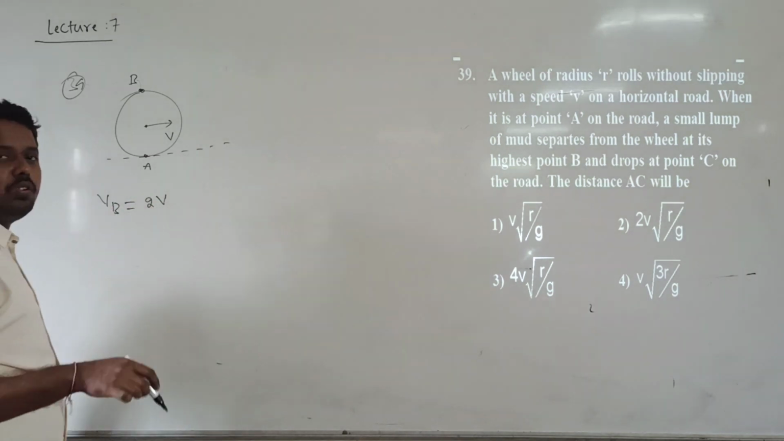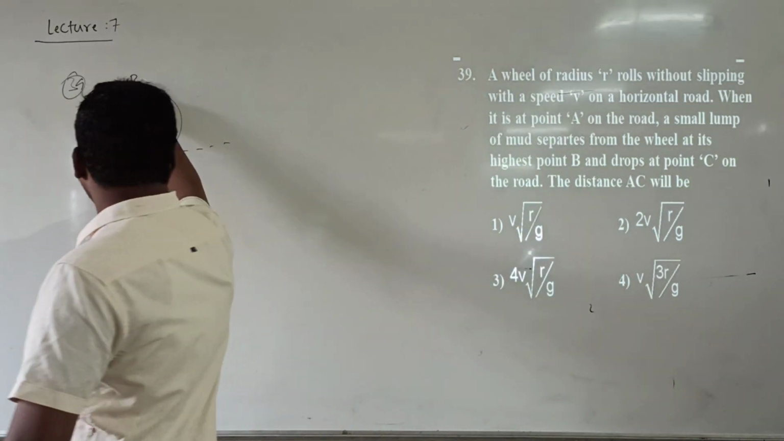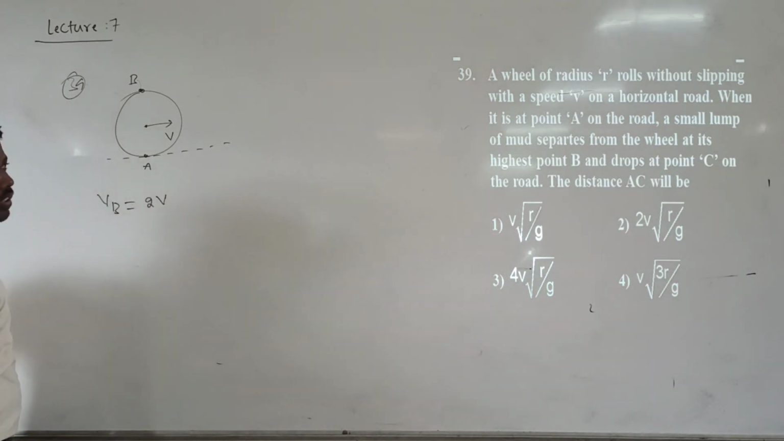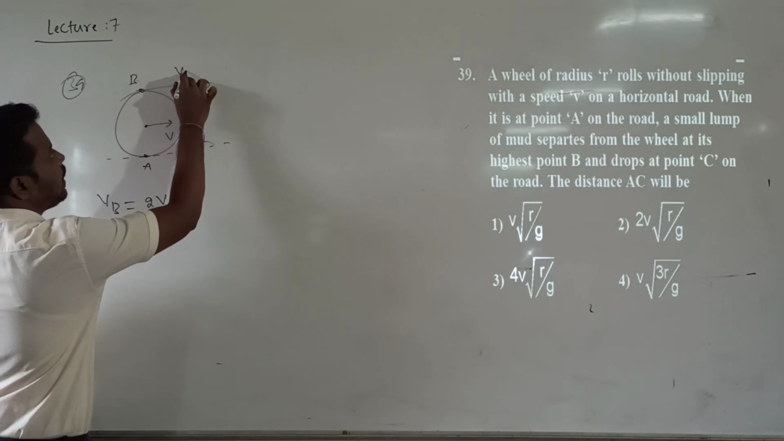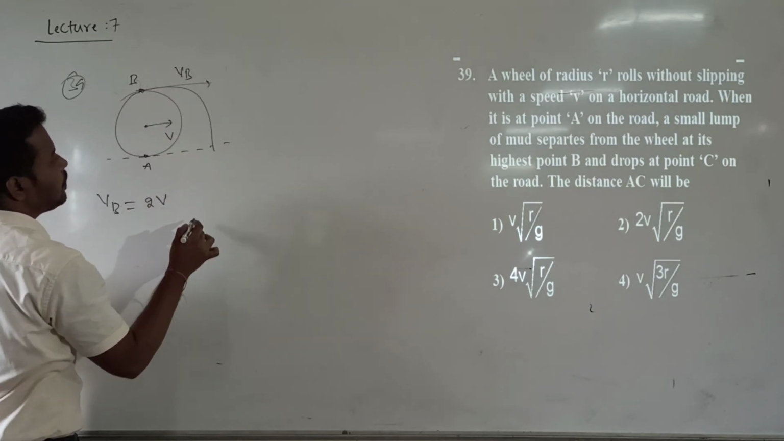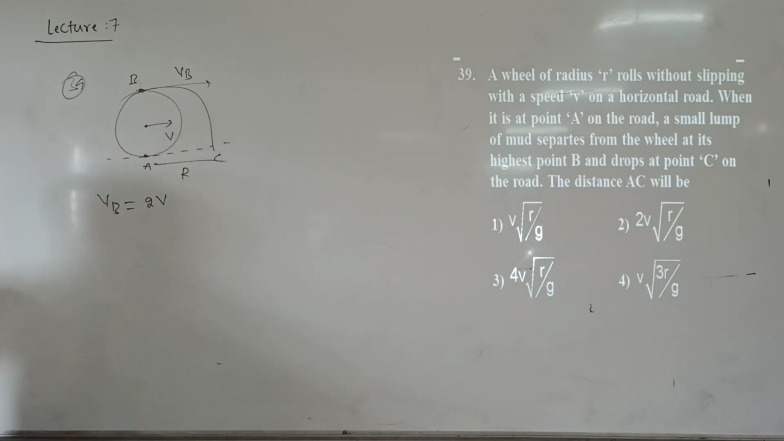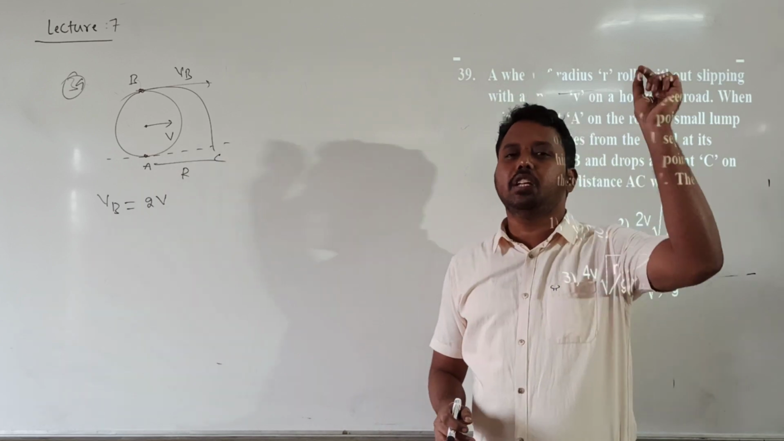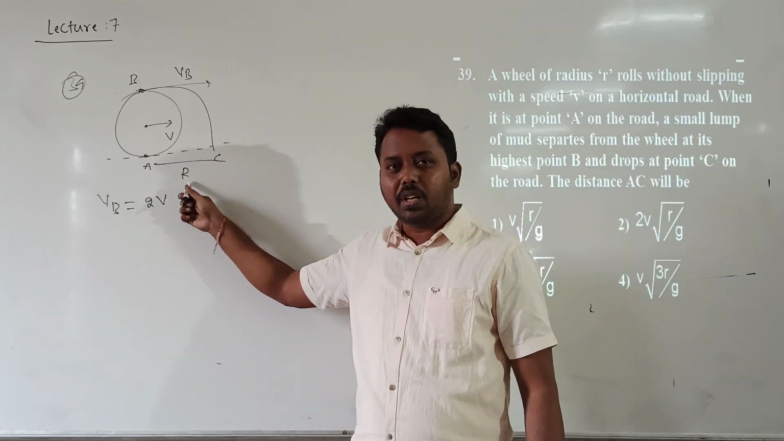In the case of rolling motion, the velocity at the lowest point is equal to 0 and at the highest point it is equal to 2V. So the VB value is equal to 2 into V. Now the particle is thrown like this with the velocity and reaches the ground at C. They ask you to calculate the C value. This is the same as a horizontal projectile, projected horizontally from a tower of some height, and we want to calculate the range value.